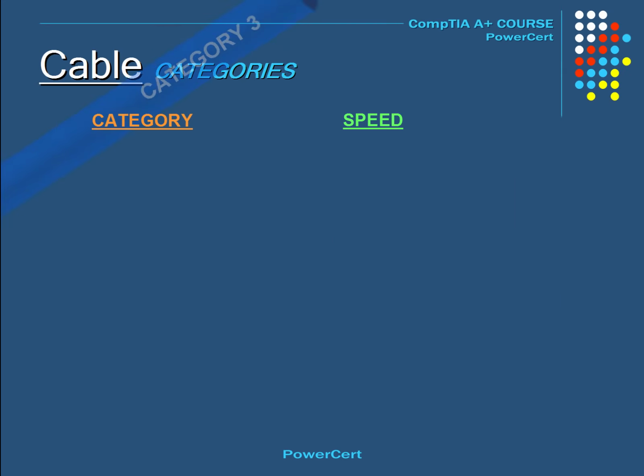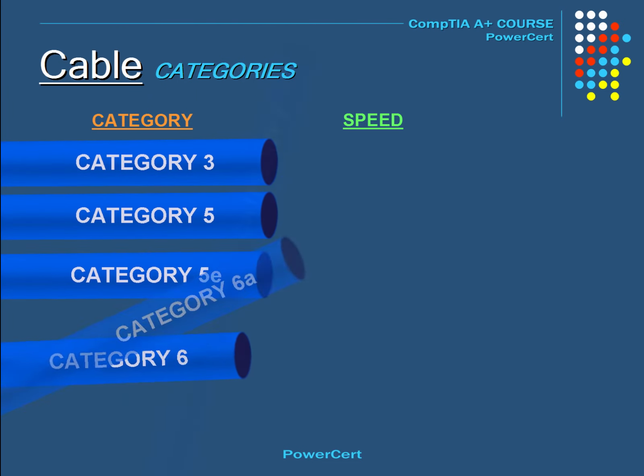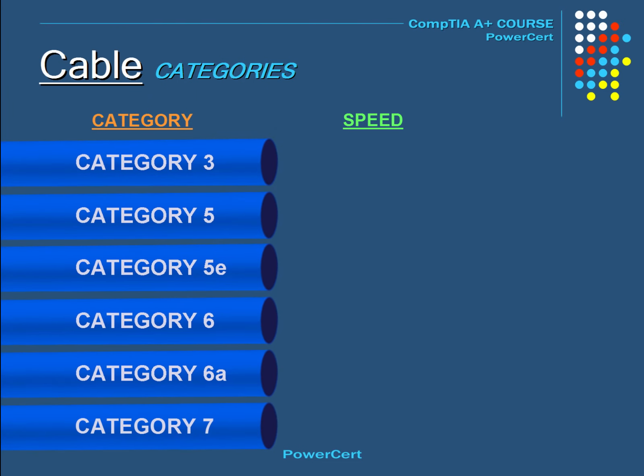Today, there are several different categories of twisted pair cables that you're going to need to know for the exam. The difference between these is a maximum speed they can handle without having any crosstalk. The numbers of these categories represent the tightness of the twists that are applied to the wires. So Category 3 has a maximum speed of 10 megabits per second. Category 5 has a maximum speed of 100 megabits per second. Category 5E is an enhanced version of Category 5, and it has speeds of 1000 megabits per second.